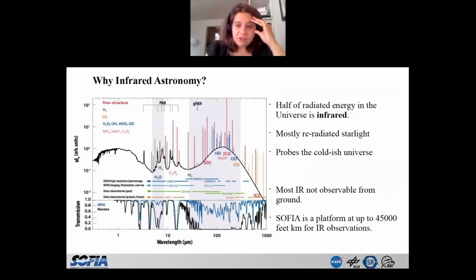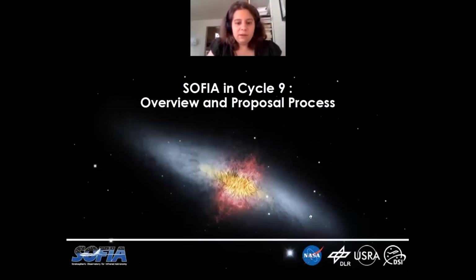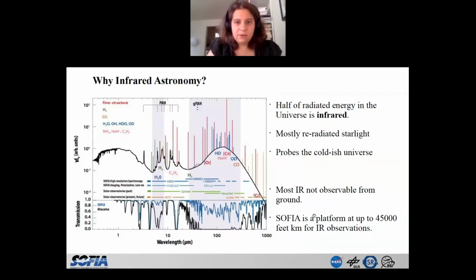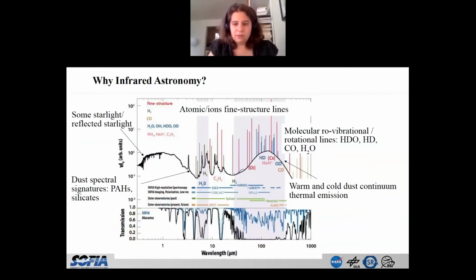So the challenge here is that both infrared, mid and far infrared, I should say, is not observable from the ground. If you look here at this transmission plot, you have SOFIA transmission and transmission on Atacama, one of the best sites in the world. You can clearly see that there are some areas where it's completely absorbed by the atmosphere. So SOFIA is this opportunity to have a platform at up to 45,000 feet for infrared observations. And how do I, sorry. Okay, sorry, the switch slide doesn't work very well.